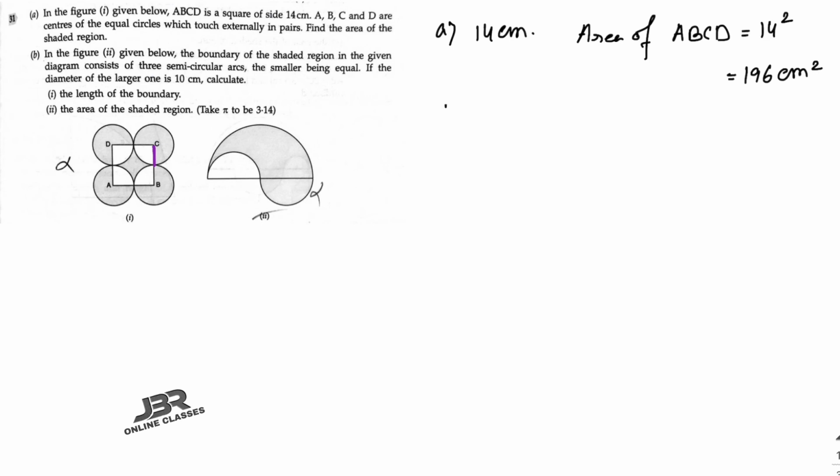So here the radius of each circle is 7 centimeters. I repeat, the radius of each circle is 7 centimeters. Now you have to find the area of the shaded portion. That means first you have to find the area of this quadrant.